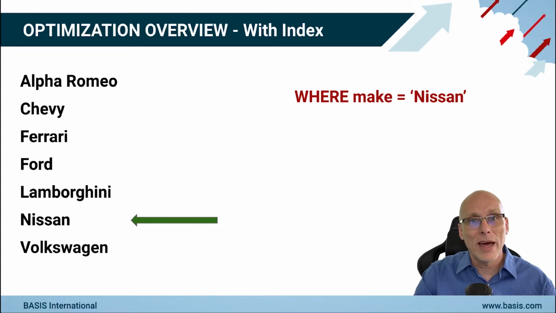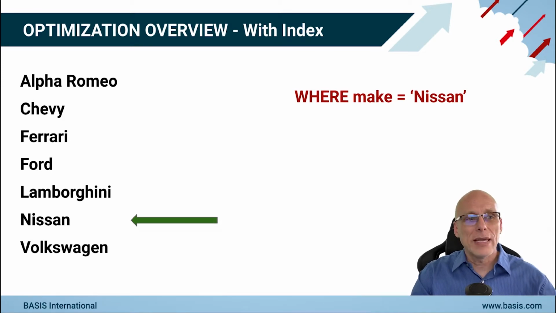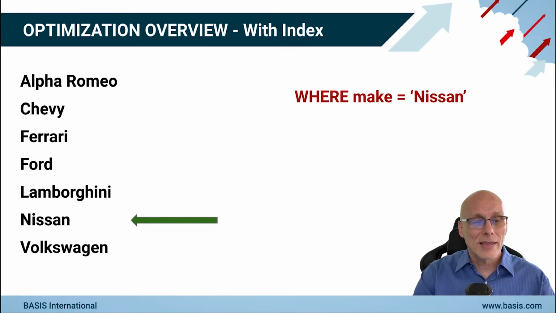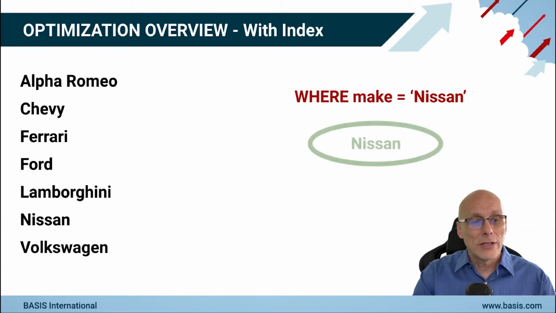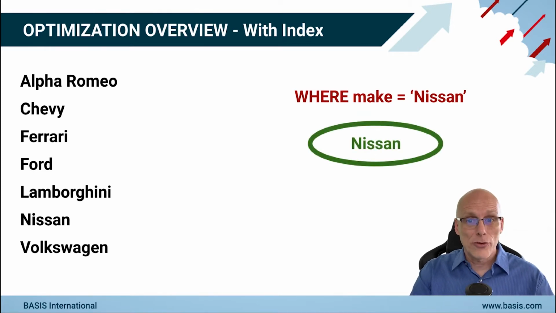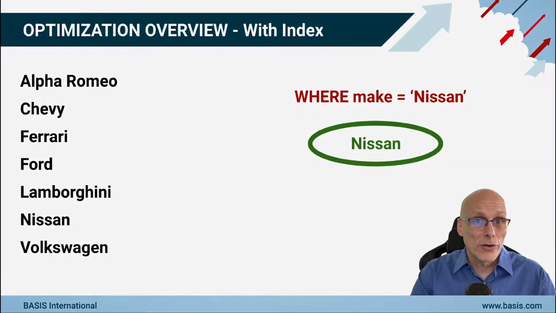So we know that jumping to the first instance of Nissan, Lamborghini, Ferrari, Chevy, Alfa Romeo all come before. So they couldn't possibly match our criteria, because they sort prior to Nissan. The same is true after that. We know there's nothing after that either, so we don't have to read any additional records, and that one read then returns us our results.